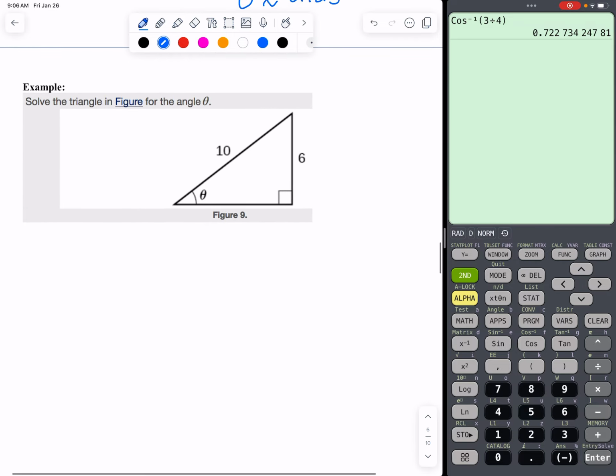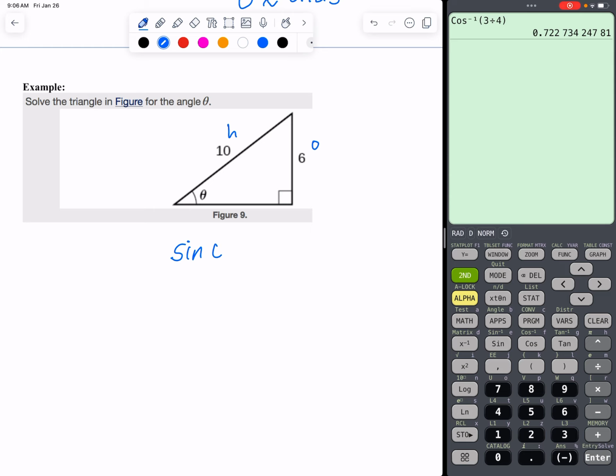So we have this triangle. We're not solving these triangles. We'll do that later, and what solving a triangle means is find all sides and angles. Right now, we're just finding the missing angle. So I see my angle, and I see that I have opposite over hypotenuse. Okay, that would be sine.